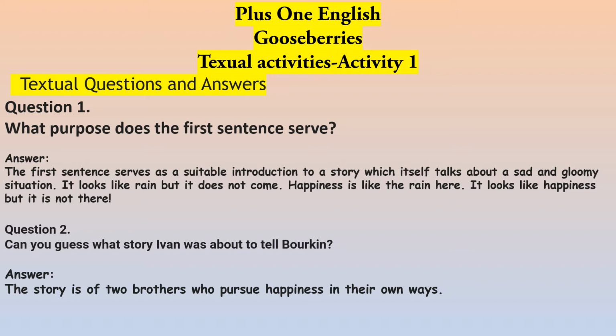Can you guess what story Ivan was about to tell Burkin? The story is of two brothers who pursue means to follow happiness in their own ways.